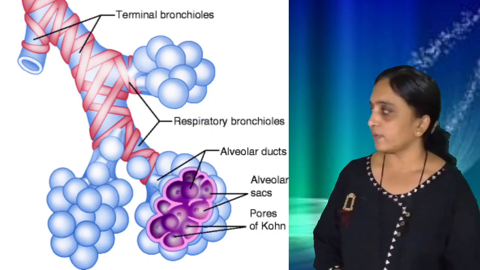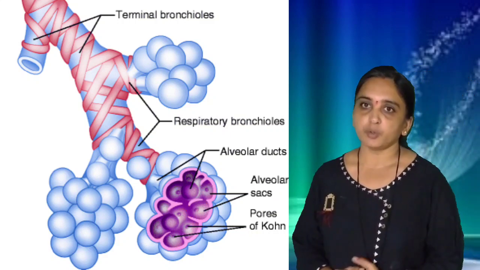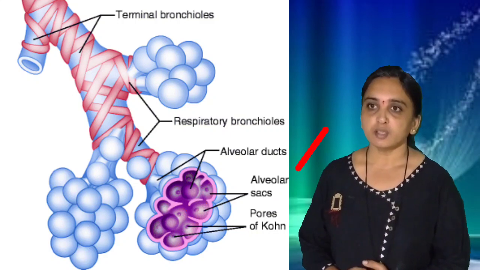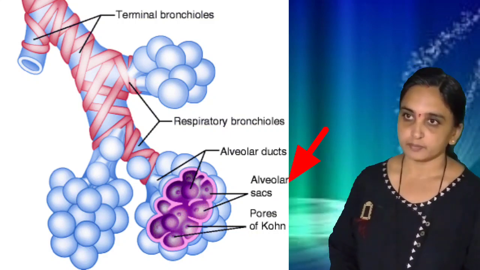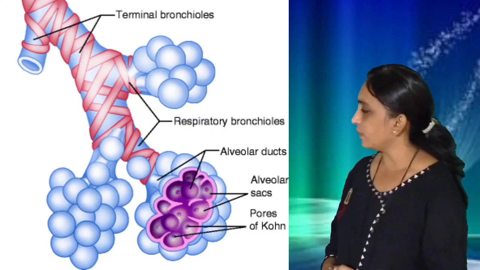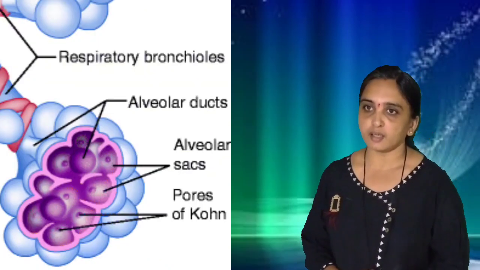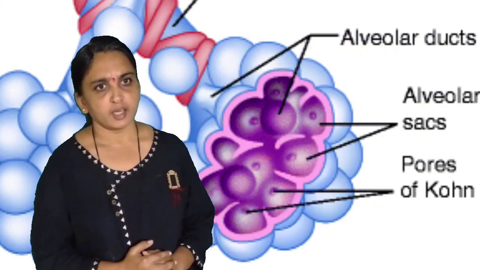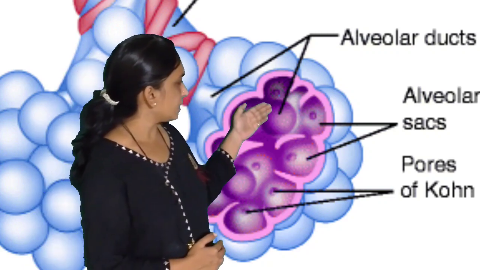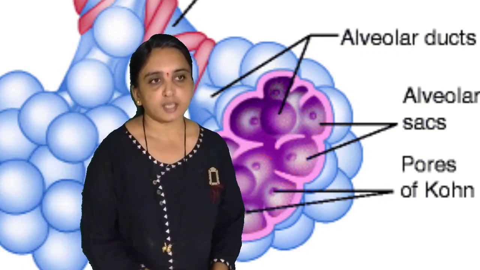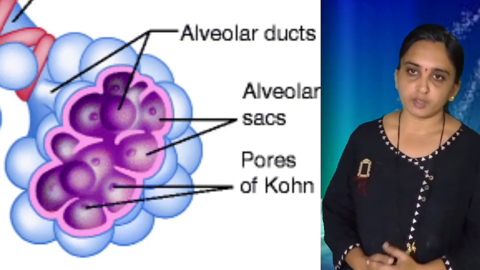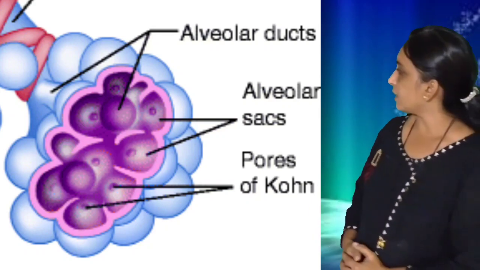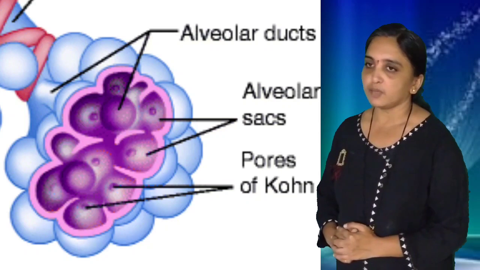Now the respiratory bronchiole, it is the final branching which opens into the alveolar sac and it is called the alveolar duct. Alveolar ducts are the thinnest ducts. Thus, the alveolar duct opens into the alveolar sac. Each alveolar sac contains 10 to 12 alveoli.